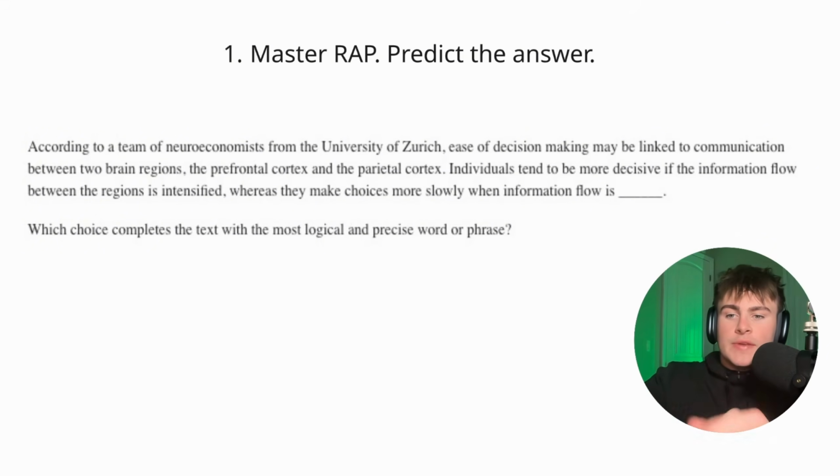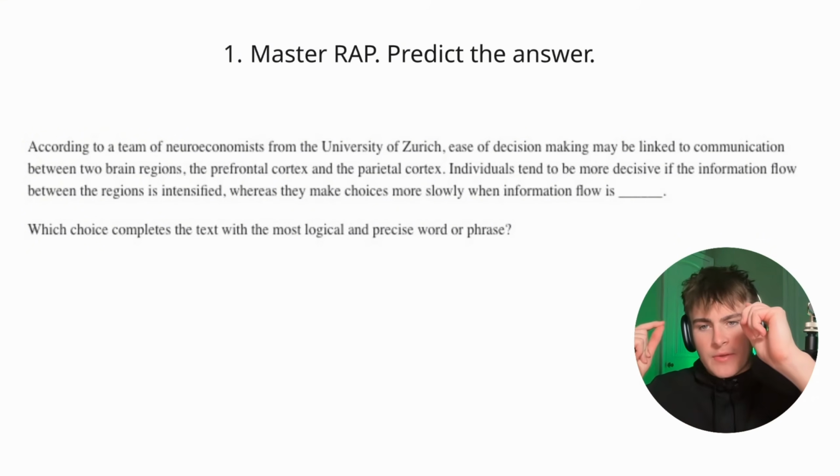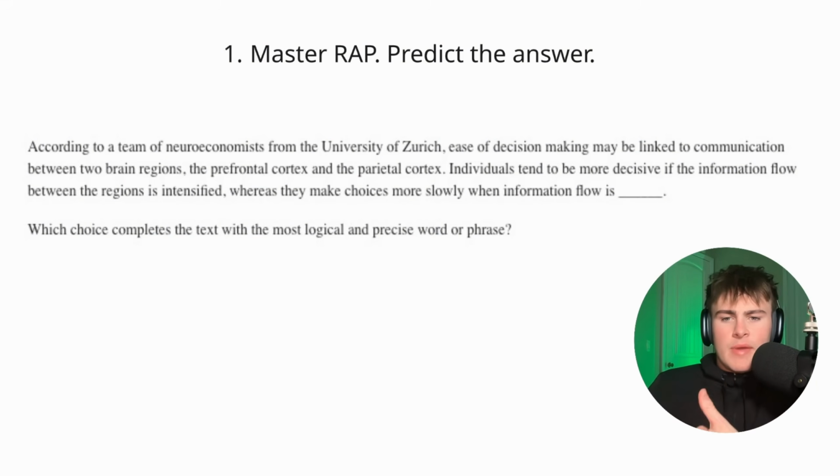So let's do it. This one says, according to a team of neuroeconomists, ease of decision making might be linked to communication between two brain regions. Okay, so you have the scientists, and decision making might be linked to these two brain spots, the prefrontal and the parietal cortex. And individuals tend to be more decisive if the information flow between the two is intensified. Let's stop. So you're more decisive if information flows between one side of your brain and the other, basically. That's what I'm thinking. Whereas they make choices more slowly when the information flow is blank.